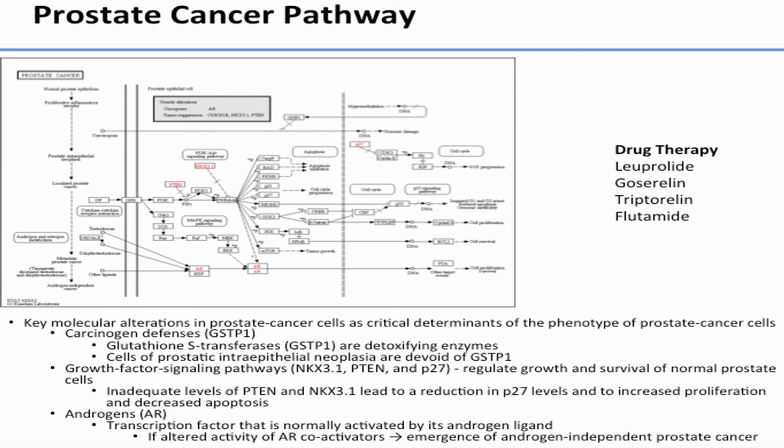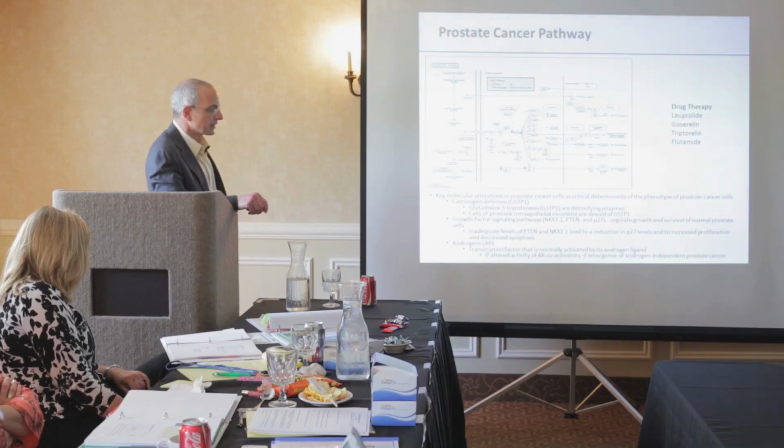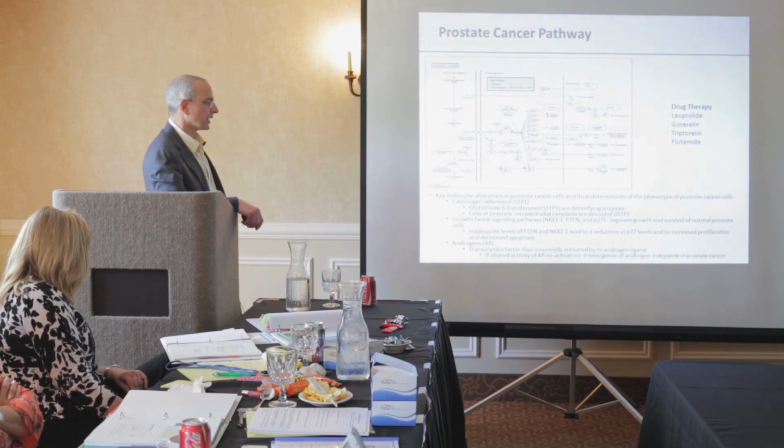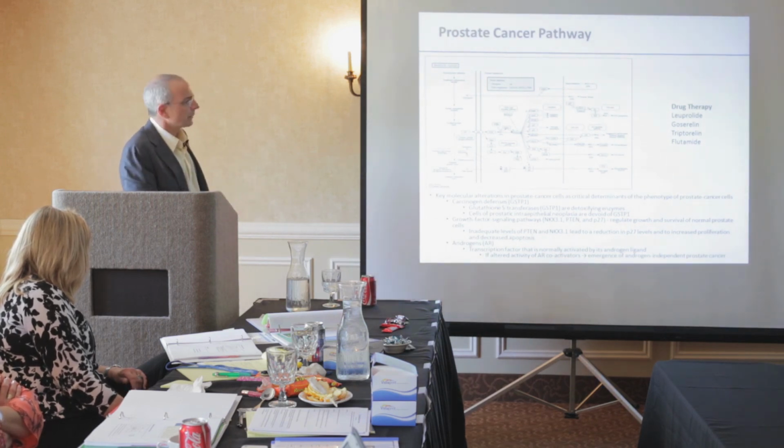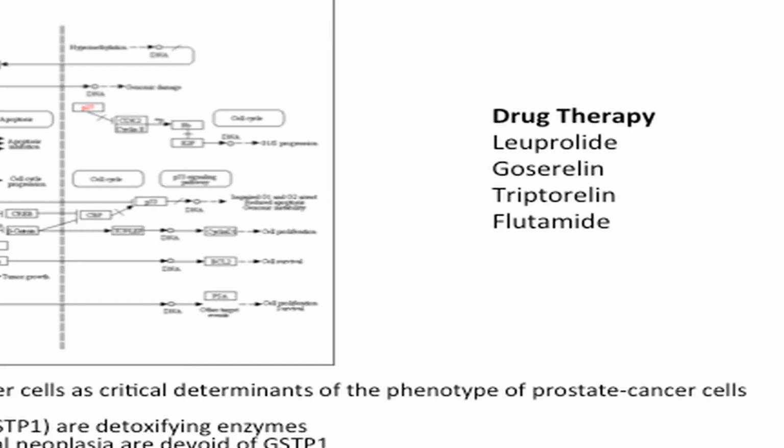So some of the key players: GSTP1, if that's devoid in some of these, then again, that's another way that the cells can become prolific, because it's a detoxifying enzyme. And then some of the key players that we've seen, P27, PTEN, these regulate growth and survival. And of course, if you don't have these around, then the cells start to say it's time for us to have another party. So it's a very big party down there. Some of the drugs that are used, some of these are very unique to this particular tumor.